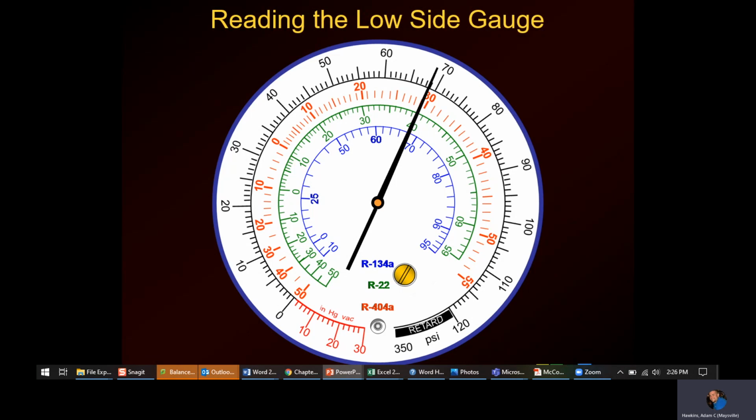So in this example, R22 at 69 pounds is 40 degrees. But if this were R404A, the same pressure would be about 29 degrees. 134A would be 68, 69 degrees. So just looking at different charts at the same pressure, you've got to make sure you're checking the right refrigerant.